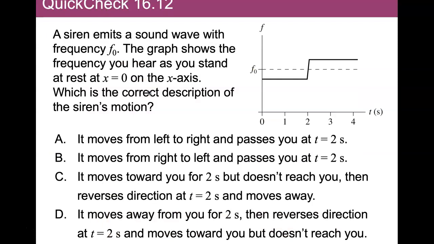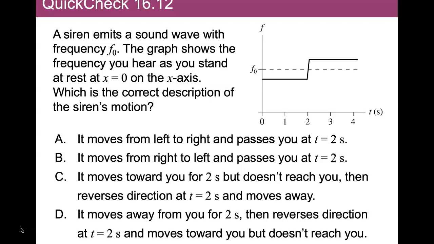So pause the video, think a little bit about this, and then we'll discuss it together. Okay, so let's think about this. We have a siren that emits a sound wave with frequency f0. And this graph shows the frequency you hear as you stand at rest at x equals 0 on the x-axis. So you're standing on the origin. And the question is, which is the correct description of the siren's motion?